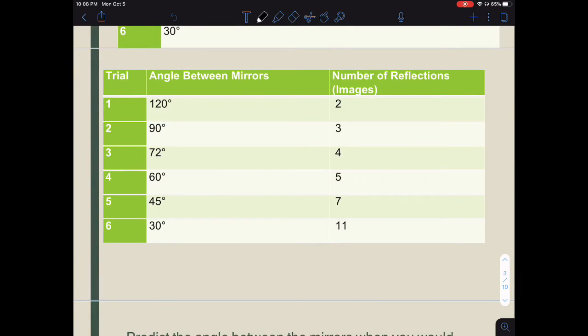These should be the values you've obtained. 120 degrees should be 2 images, 90 degrees should be 3 images, 72 degrees should be 4 images, 60 degrees should be 5 images, 45 degrees should be 7 images, 30 degrees should be 11 images.